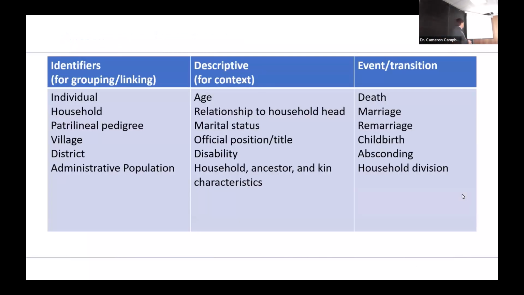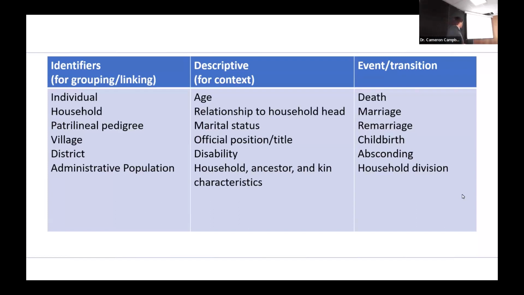Key variables available in both data sets include the ability to group records of the same individual and records of the same household, both within a register and across different registers. We have patrilineage identifiers via linkage, village, administrative district, and then administrative population.